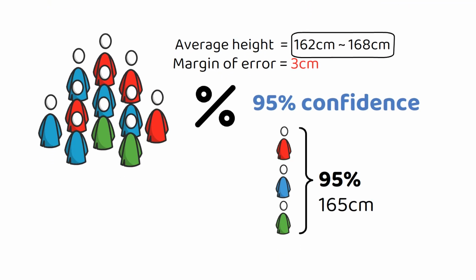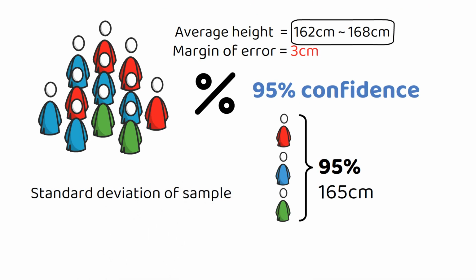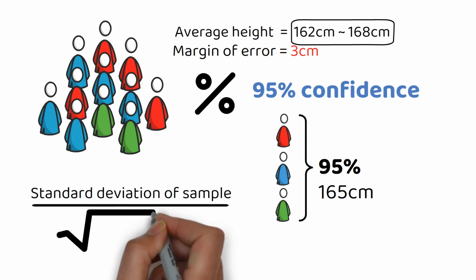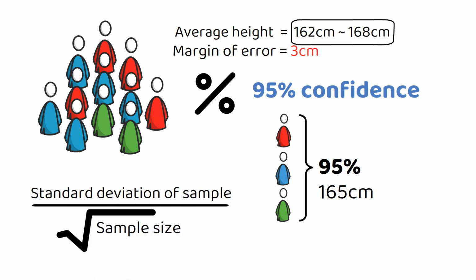When calculating the standard deviation to use as the standard deviation of an entire sample, you need to divide the standard deviation of the sample by the square root of the sample size. We'll discuss an example a bit later.